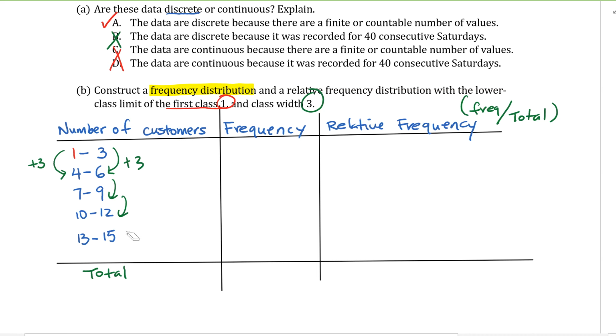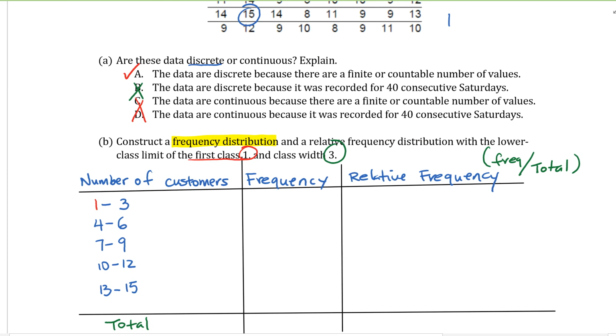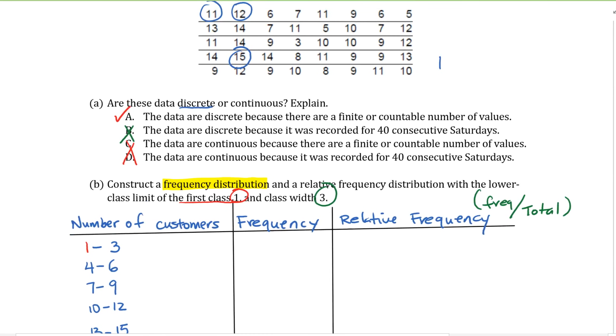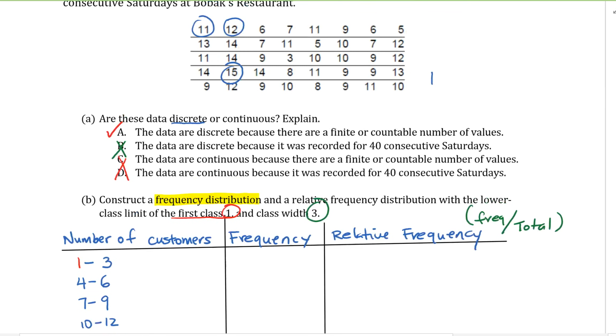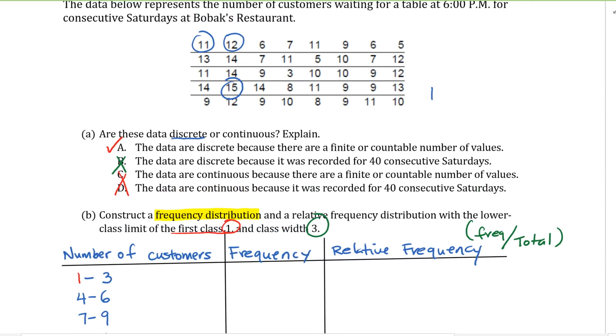All right, I'm going to erase that. Okay, now the next part is to tally how many Saturdays have a customer waiting time between 1 and 3 minutes. So I have 1 to 3. Let me erase that so I can see them. Here I notice the numbers between 1 and 3: this is one of them, a 3. So that's the only number between 1 and 3, and the frequency is 1.